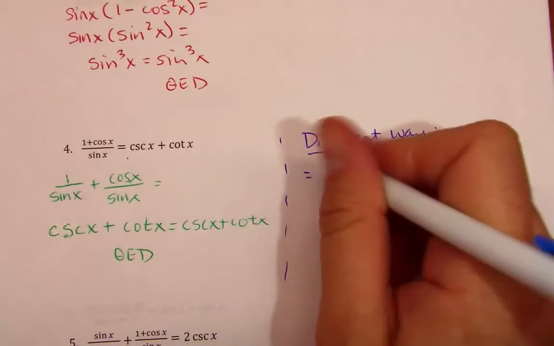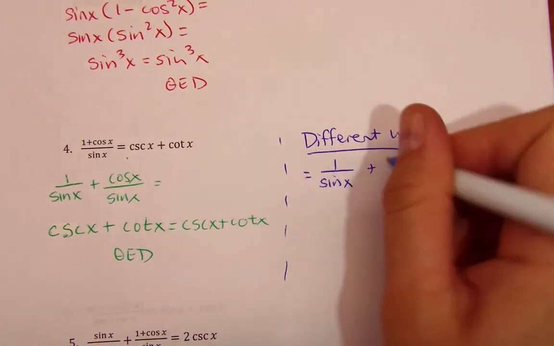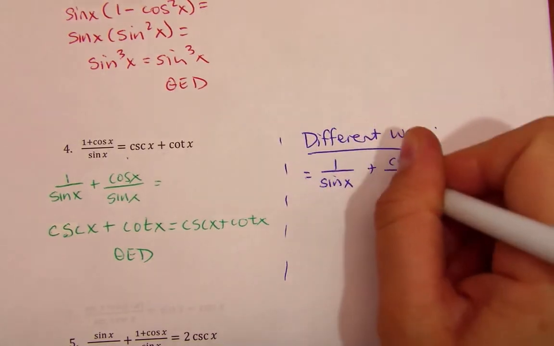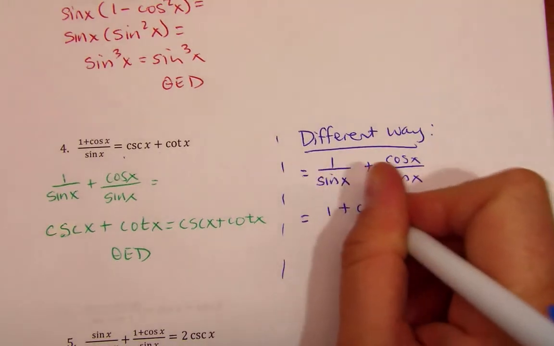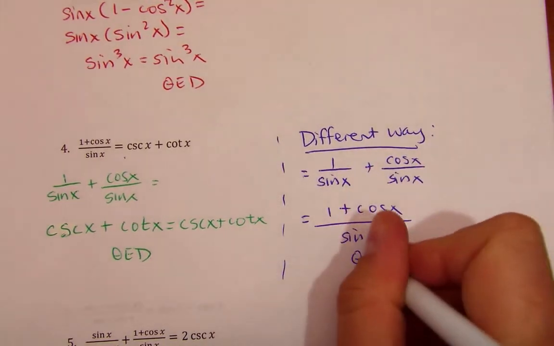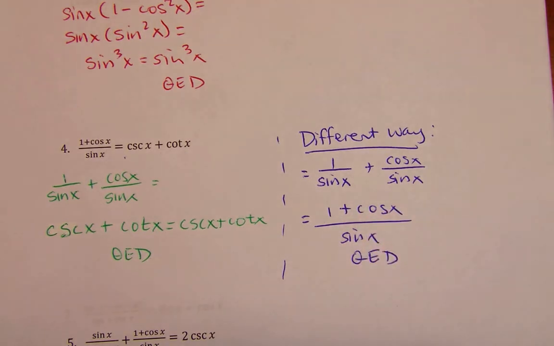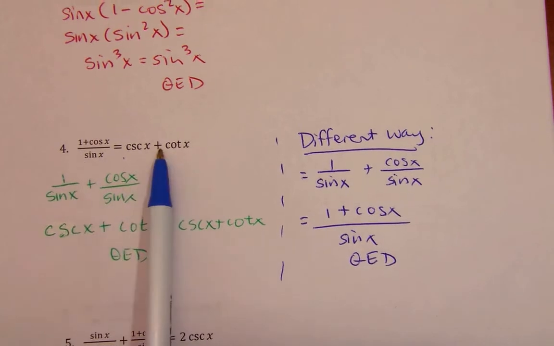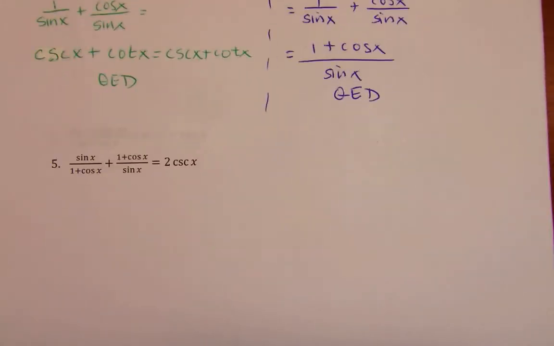So cosecant is 1 over sine x, and cotangent is cosine x over sine x, and then that would be 1 plus cosine x over sine x. And that's the same thing. So I can work on this side or I can work on this side, but I can't work on both. Okay. Let's look at the next one.